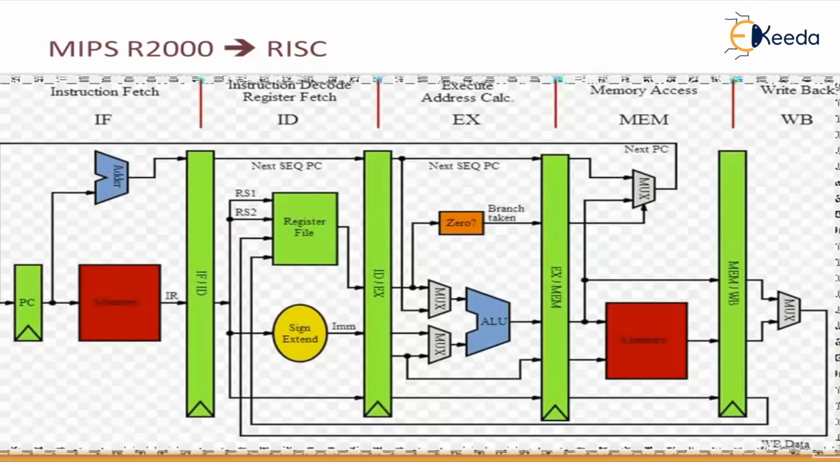Now, this is architecture with regards to RISC. MIPS R2000 RISC. This is a small example. Let us look at it. First, it will fetch the instruction. Then it will decode the instruction. After decoding, it will execute. Then after executing, it will store the instruction into the memory, and then write back.